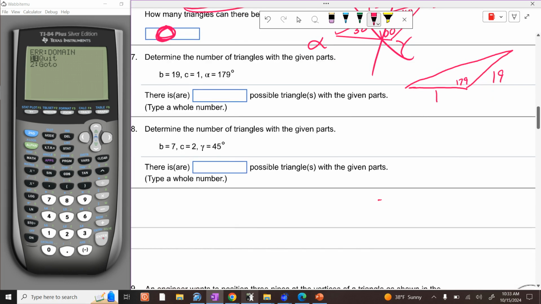This one is BCY. So 45 here, 2 here, 7 here. You got to see if it's a dangle or if it's a triangle. If it's a dangle, you got 0. If it's a triangle, you might have 1 or 2. Okay? So it's the side-side-angle problem. So you check side-side-angle.